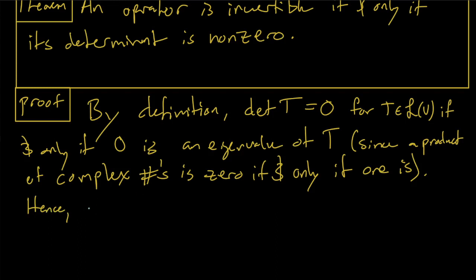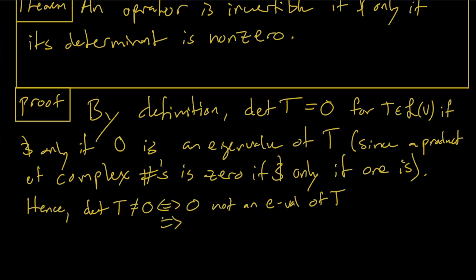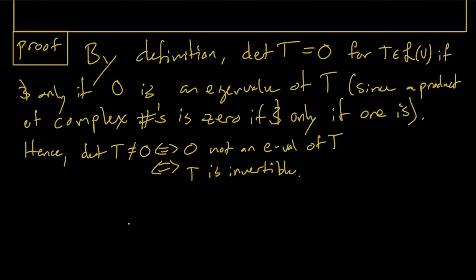Hence, the determinant of T is not equal to 0 if and only if 0 is not an eigenvalue of T, which happens if and only if, let's say this, T is invertible.